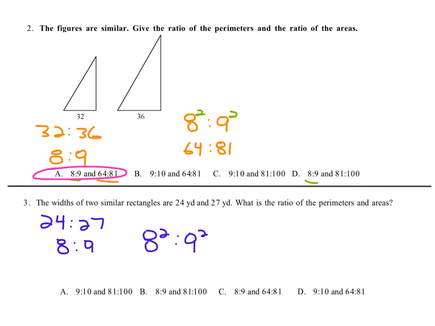And so we have the exact same answer for number 3 as we did for number 2, which is an 8 to 9 ratio, which then, when squared, becomes a 64 to 81 ratio. And that's what we've got right there.